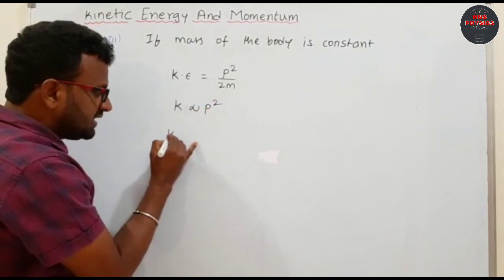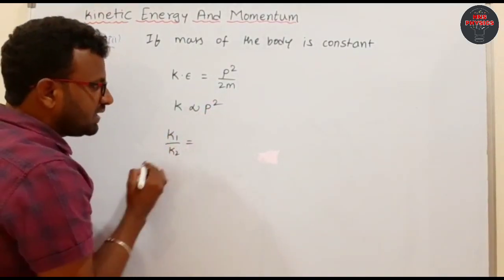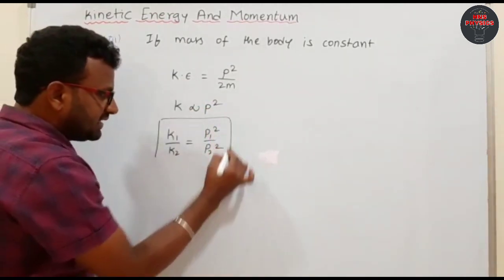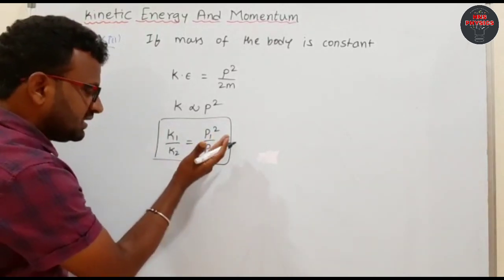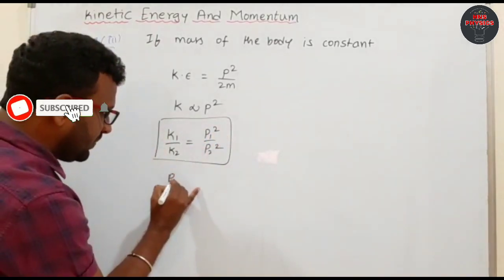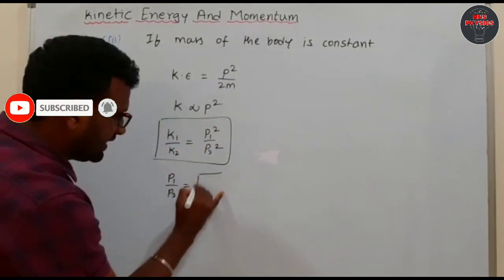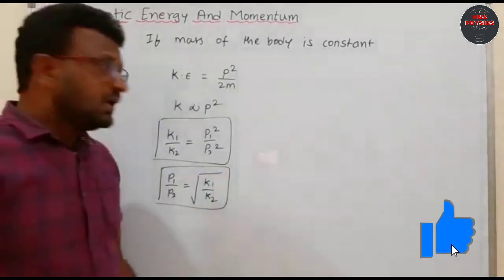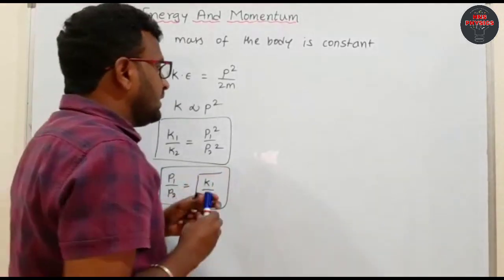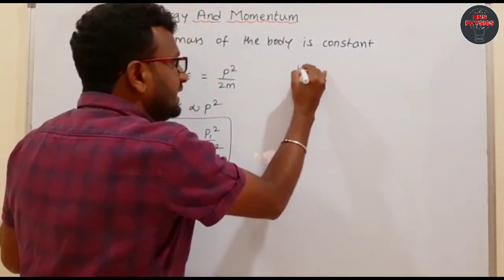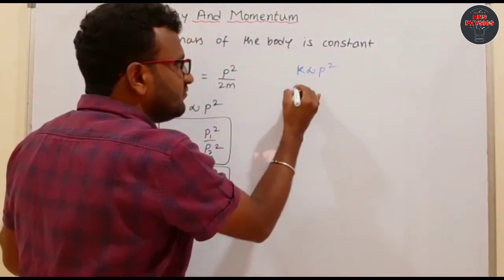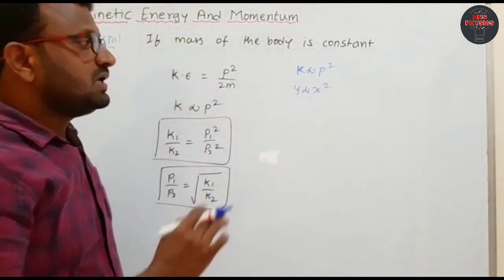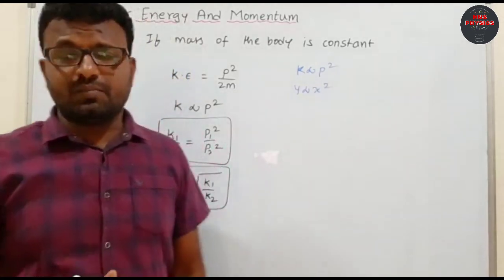So from here you will get the relation k1 by k2 equal to p1 square by p2 square. Like this we can write the relation. Otherwise, if you take the square root, p1 by p2 equal to root over k1 by k2. Like this also we can write the relation between the momentum and the kinetic energy. If you see the graph, k is directly proportional to p square, that means y is directly proportional to x square, so how will that graph come out? It looks like a parabolic graph.